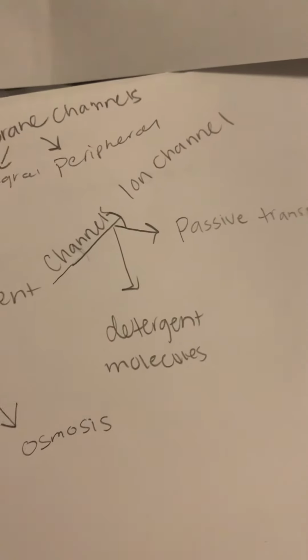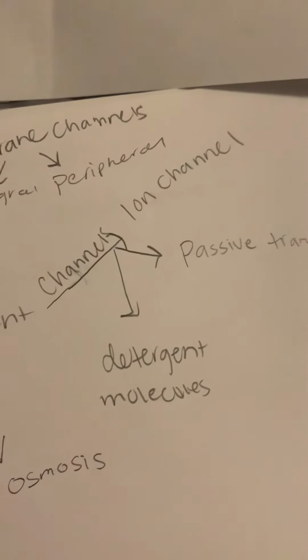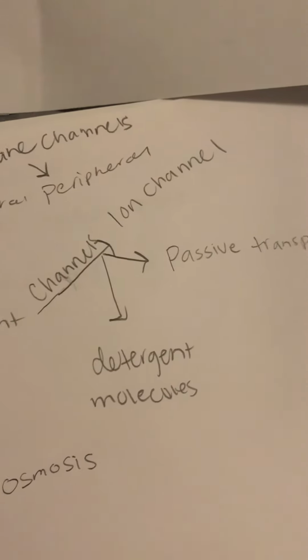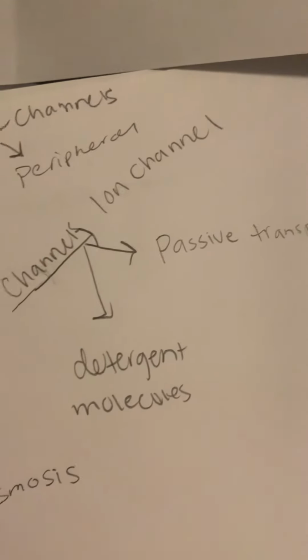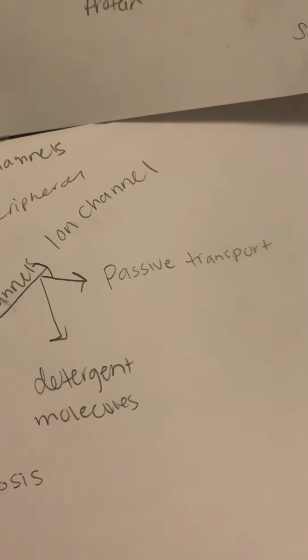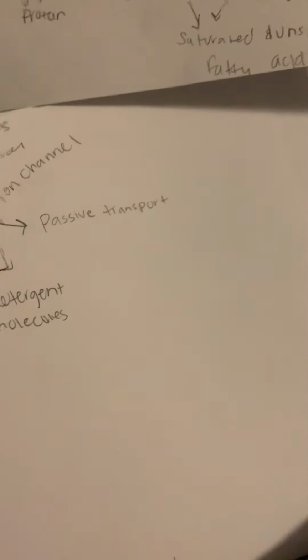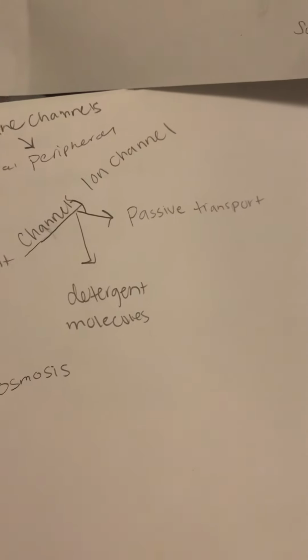So the ion channel is proteins that are throughout the membrane that allow ions to pass in and out of the membrane. That's pretty simple, just a cation or an anion is coming in or going out, and they see that molecule and they allow it to come in or out.